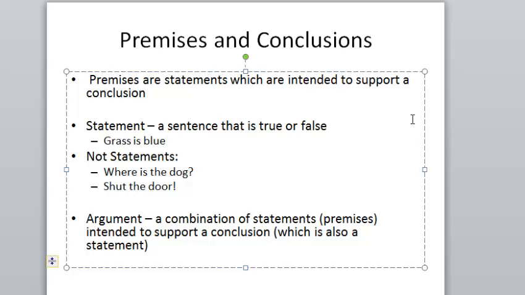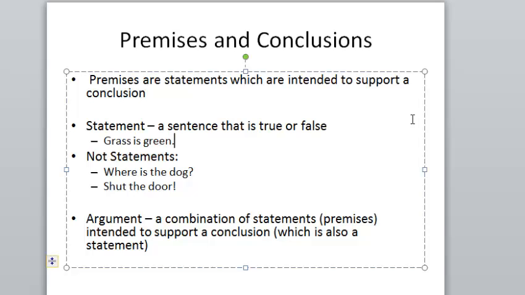Grass is blue. Well, that's not commonsensical, but the point is that it's either true or false. So this is asserting that grass is blue. Commonsensically, you would just say, no, grass is green. So this sentence is false. What you mean is grass is green. And that sentence is true. Those are both statements.